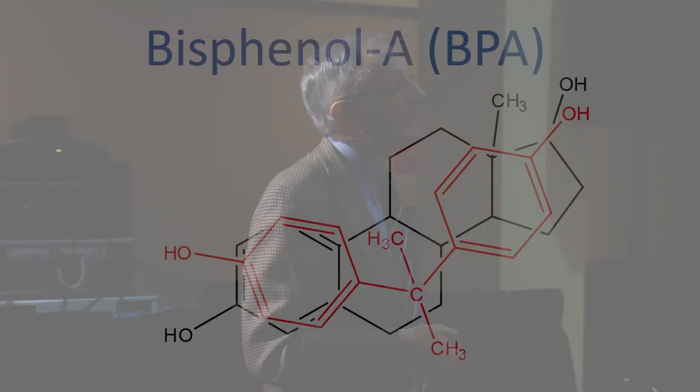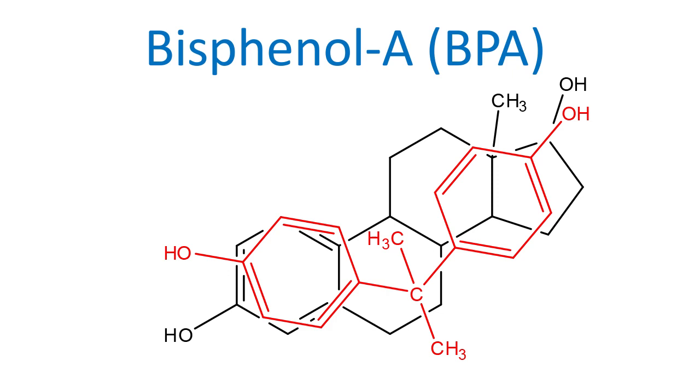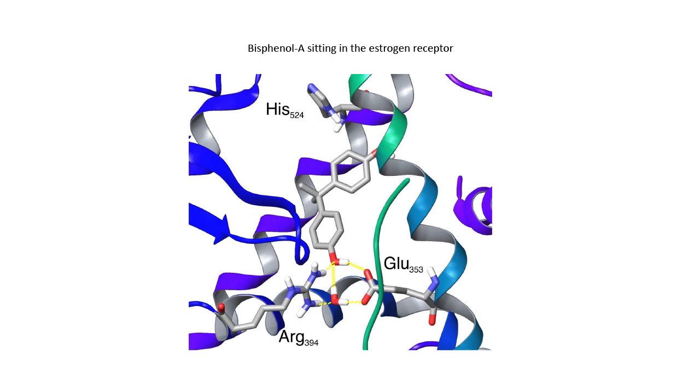So just looking at bisphenol A, just to make the point, here the red is bisphenol A and the black is the 17 beta estradiol. You can see a nice lineup. And if you take that one stage further into one of my flashy pictures, you can see it fits nicely.